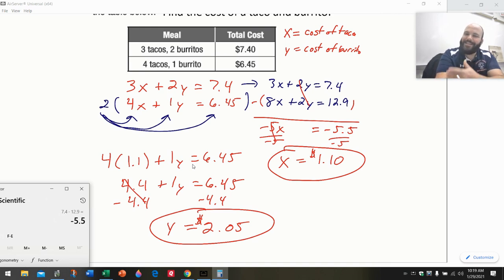So as you can see, that one was a little bit more tricky because of the numbers and the decimals, but the setup was the same. You defined your variables, then you wrote your equations, and then we solved them using, in this case, elimination. So I hope that made sense.